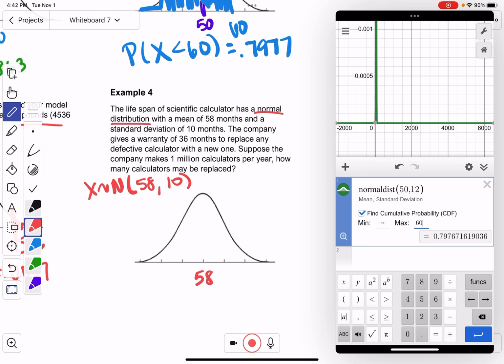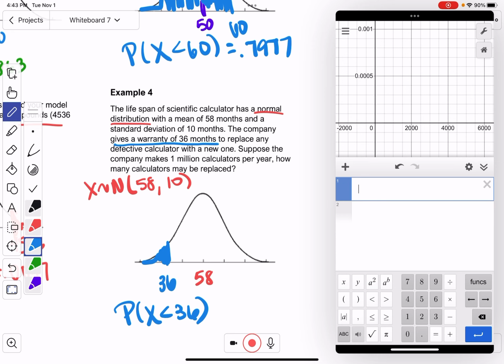They give a warranty of 36 months. So 36 months is about right there. So if you fall within this, if you're 36 months or less, that's when you get the warranty, right? If you don't get a warranty, you go past that. So I want to find the probability that X is less than 36 from this.